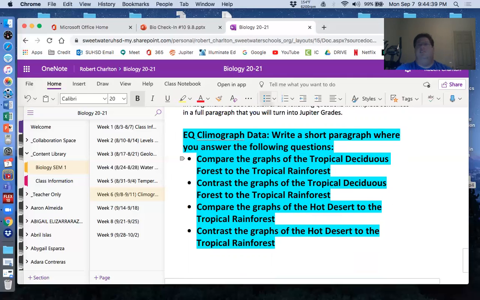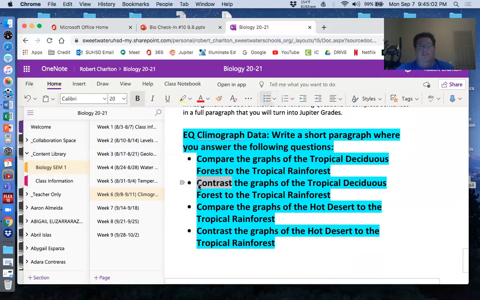And so what I'm looking for in these is talk about the rain. They rain at the same time of the year. They don't have rain at the same time of the year. They both have the same amount of rain. They both have basically high temperatures. They both have low temperatures. They both have temperatures high in the summer and low in the winter. Whatever you see that's the same about temperature and precipitation, that's what you're going to talk about in compare.